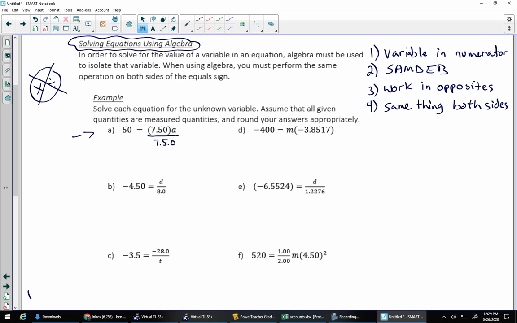Now let's think about that for a second. 7.5 divided by 7.5 is equal to 1. What's 1 times A? That's just A. That's how we separate and solve for A. So those two things are going to cancel.